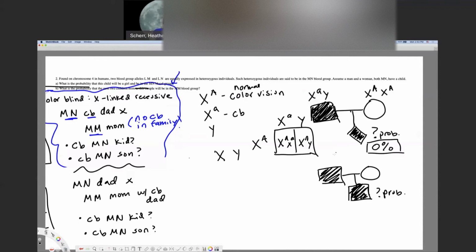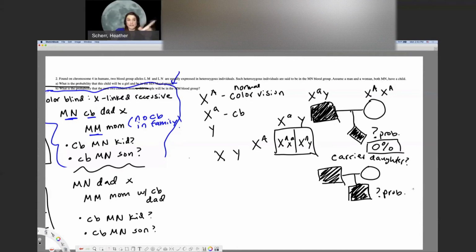I guess we could say, what's the probability that it makes a carrier daughter? 1. Oh, I mean 1/2. 100%. Yes, interesting. It depends how I ask it, right? So what's the probability they have a carrier daughter?